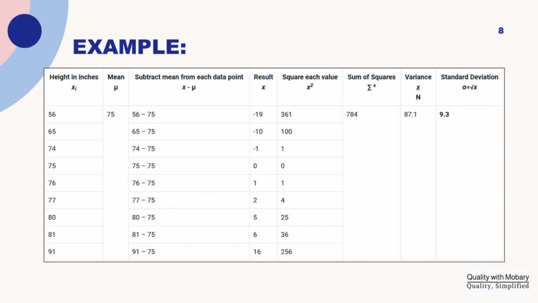And then once you get these numbers, you simply add them up, so you get the sum, 784. And after you get the 784, you divide that by the number of values that we have, which is the uppercase N. And in this dataset here, we have 9 data points. So 784 divided by 9 is 87.1. And then after you're done with that, you simply square root the 87.1, giving you 9.3. So that's regarding the calculation for the standard deviation, how you can use it.